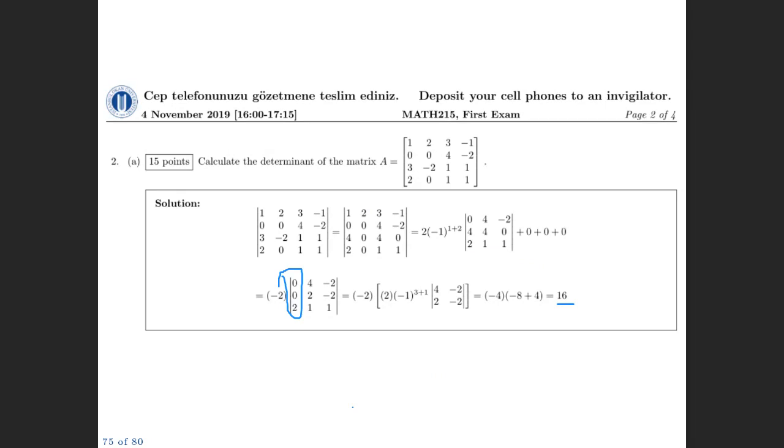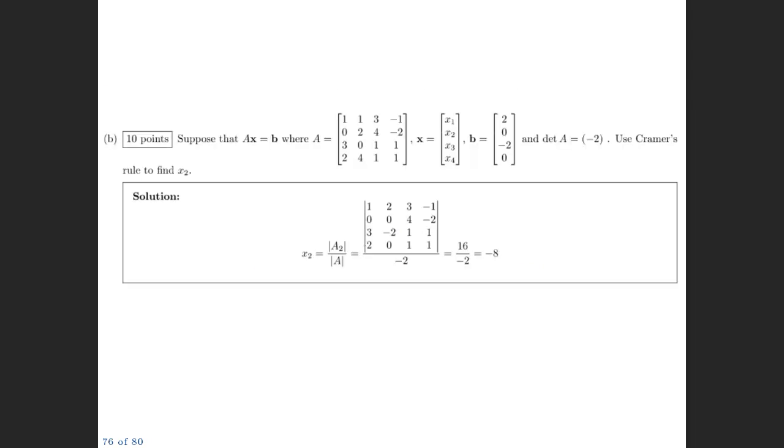And then part B of this question, this is the same matrix. Sorry, it's not the same matrix, it's almost the same matrix.